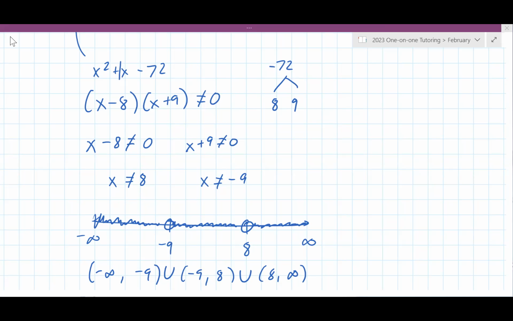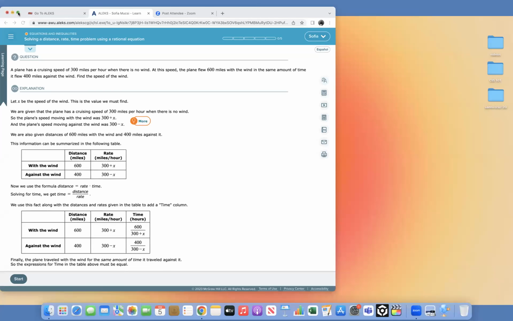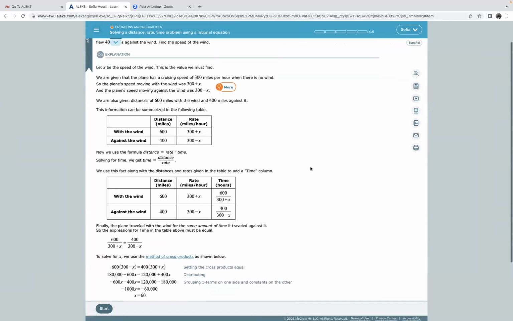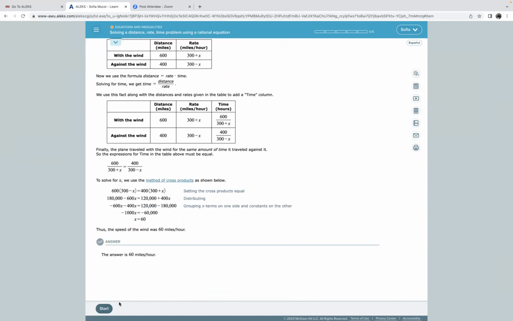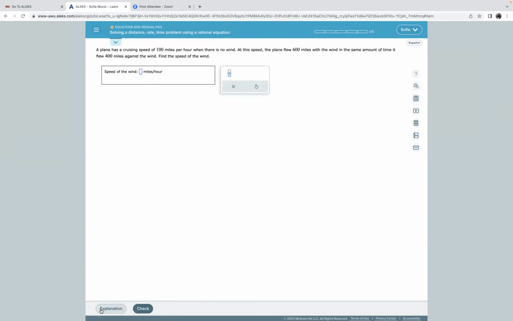Okay, let me find something else to work on. Let's see. Kind of grab another word problem or something. Okay, I'll share my screen. We have more of the distance and rate, and then against the wind and with the wind. Let's do them. We'll make the table again. All right, let me grab a snip.